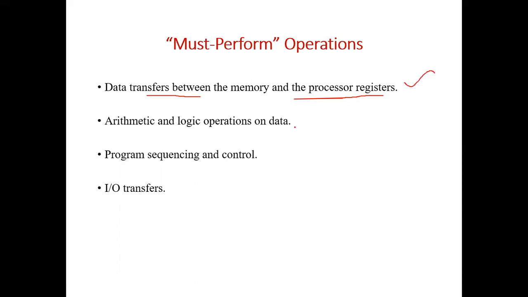The second type of instruction that it should support is a set of instructions for performing arithmetic and logical operations, which is addition, subtraction, multiplication, division, and, or, not, etc. And it should also include instructions for program sequencing and control. That is the third type of instructions a computer or a processor should support.